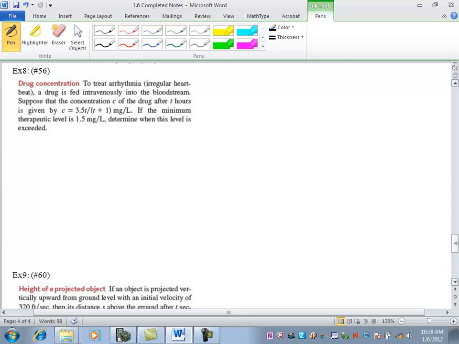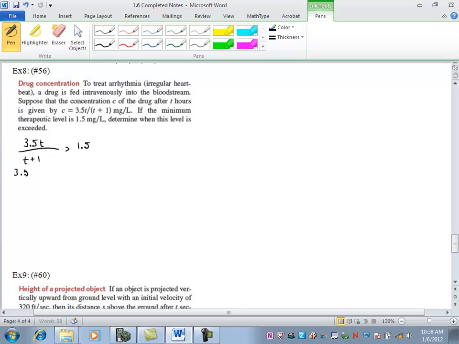Let's take a look at a couple applied examples here of where we can use inequalities. To treat arrhythmia, a drug is fed intravenously into the bloodstream. Suppose the concentration C of the drug after T hours is given by this function. If the minimum therapeutic level is 1.5 milligrams per liter, determine when this level is exceeded. And so we need to know when 3.5 T over T plus 1 is greater than 1.5.